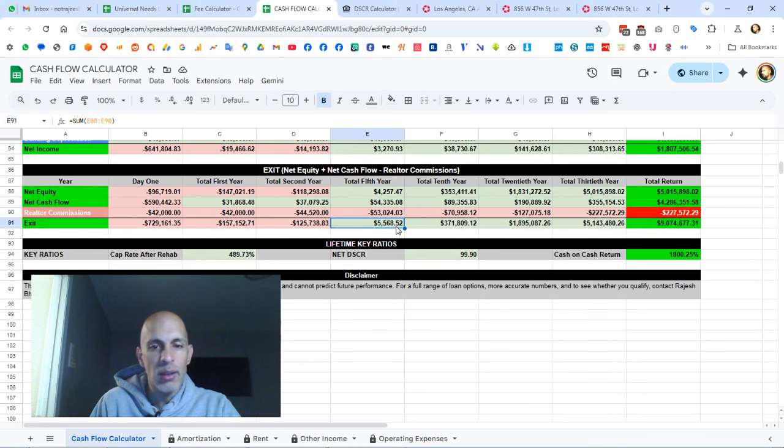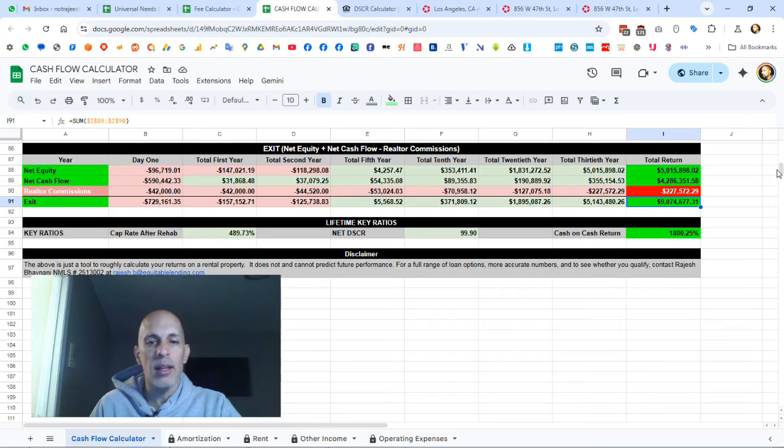Your exit in year 5, not your second year, your 5th year, you'd be able to sell it. You're going to walk away with $5,000 in hand, not really worth it, but it's a possibility. Your 30th year, however, you're looking at a $9 million exit.